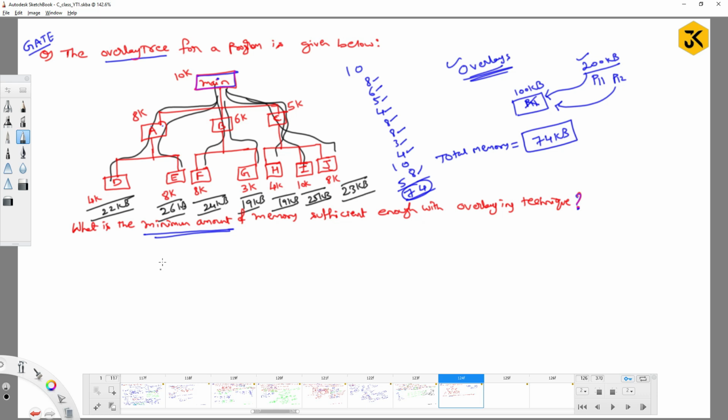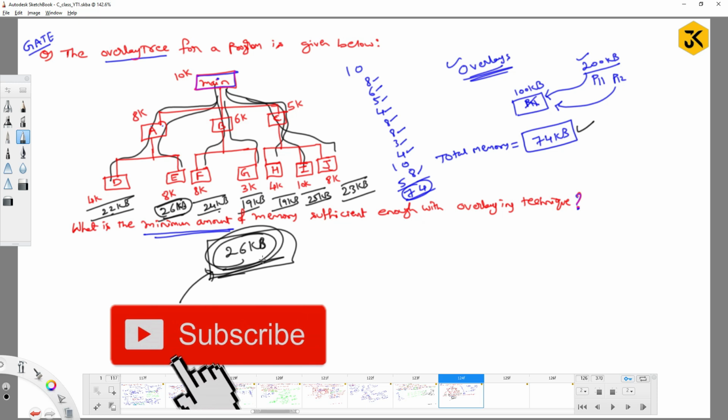So what will be the minimum amount of memory sufficient to execute this particular program? Out of these, what is the maximum size? 26 KB. So the answer is 26 KB is enough memory, instead of the 74 KB required. So what I can do is load 22 KB in this 26 KB memory, then unload it and load 26 KB, and unload. I can load 24 and unload, like that I can do, right? So the minimum amount of memory sufficient to execute this program is 26 KB.